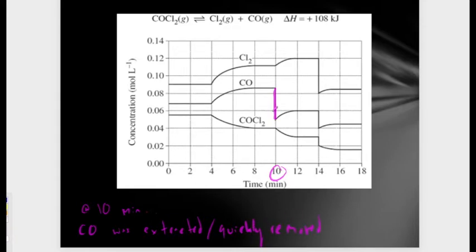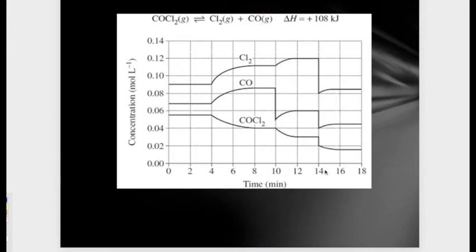And that's pretty simple. If we quickly remove some CO, we take it out, what's our system going to do? That's a stressor. We've just reduced the amount of product. Our system is going to have to shift by increasing the amount of product again. It's going to have to shift to the right, and that's exactly what happens after 10 minutes. We consume reactants, and we produce products again, all right, until we reach a new equilibrium at 12 minutes, okay? So at 10 minutes, we quickly remove some CO.